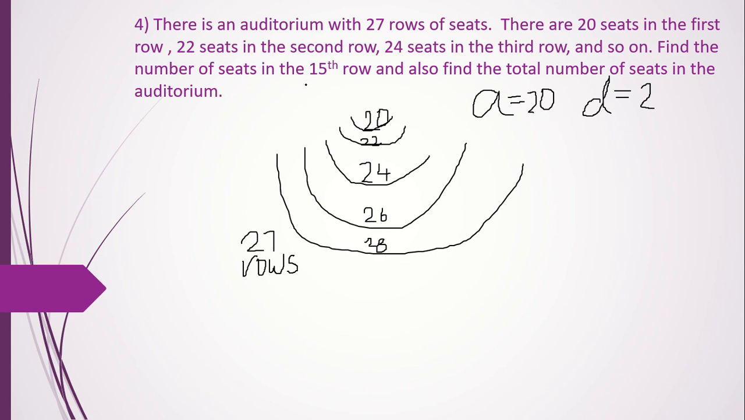Find the number of seats in the 15th row. Now this is 1, 2, 3, 4, 5. This is 5th row. Like this, in the 15th row we have to find. So T15 is how much? In the 15th row, how many seats are there? That we have to find. And also we have to find the total number of seats in the auditorium. Total number of seats means S, sum. Sum of how many rows? 27 rows are there total.